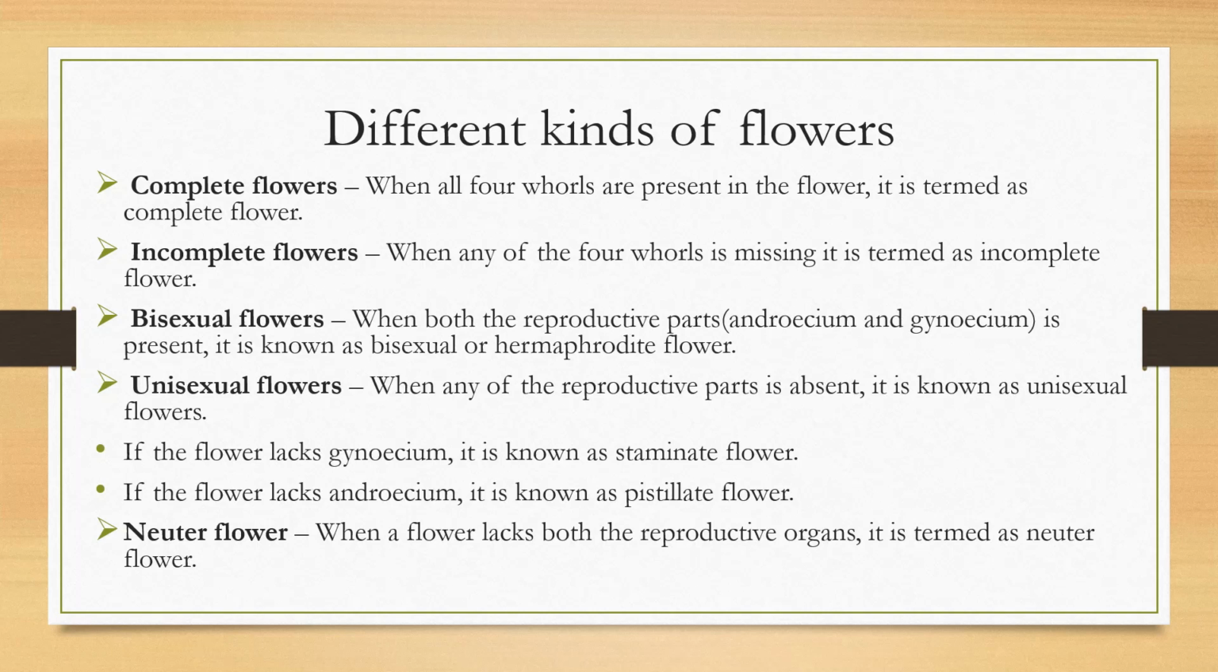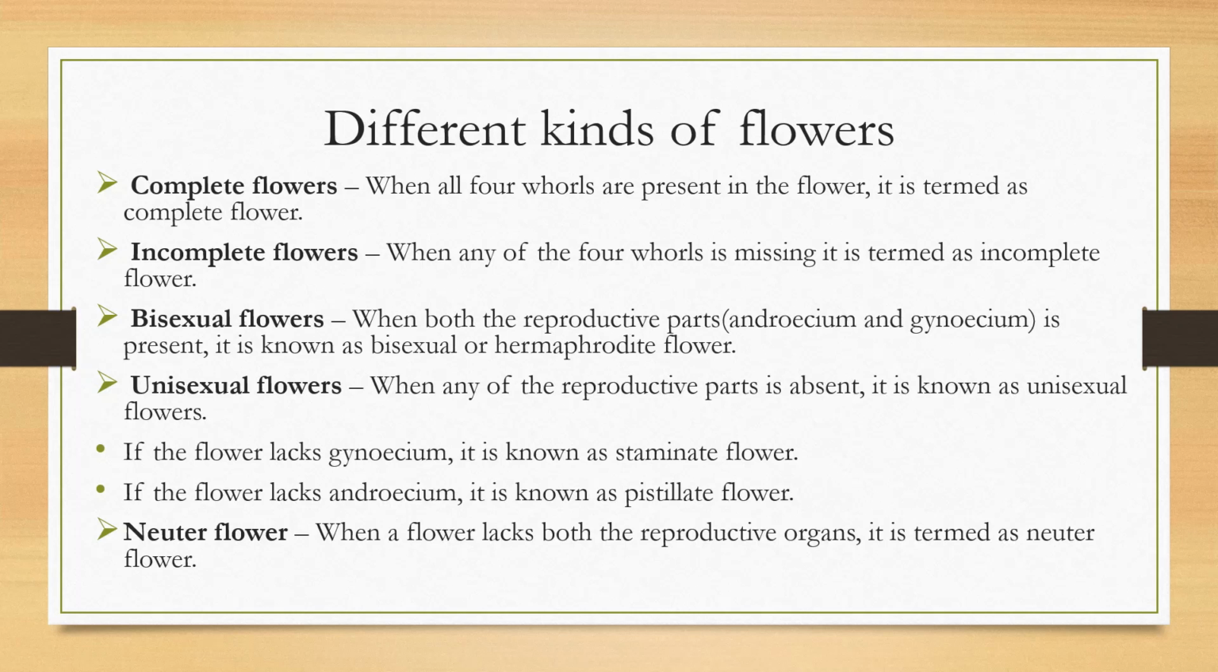Then another grouping is bisexual and unisexual flower. When both the reproductive parts, androecium and gynoecium, are present, then the flower is known as a bisexual or hermaphrodite flower. But when any of the reproductive parts, either stamen or carpel, is absent, then that is known as a unisexual flower.